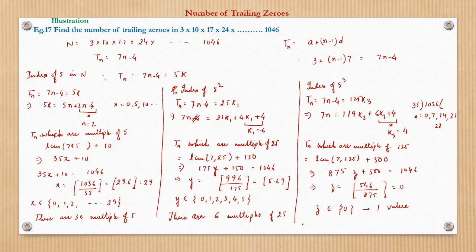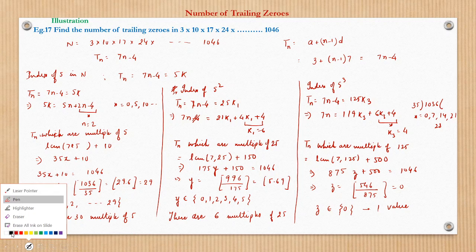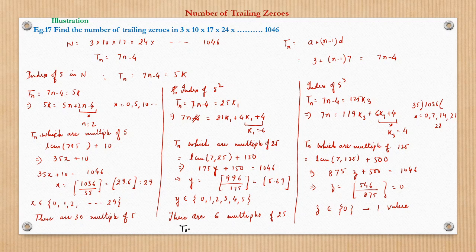So total number of fives. So therefore, what we can say, total index of 5 is nothing but 30 plus 6 plus 1. It becomes 37 values, right? So 5 has 37 powers. I mean, power of 5 is 37.